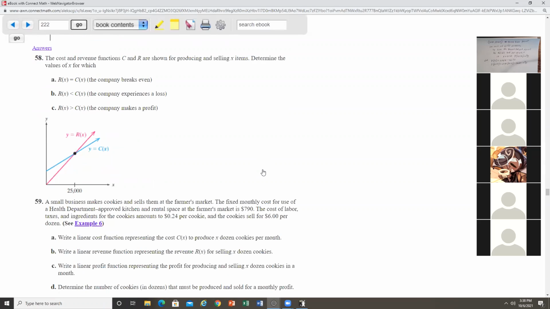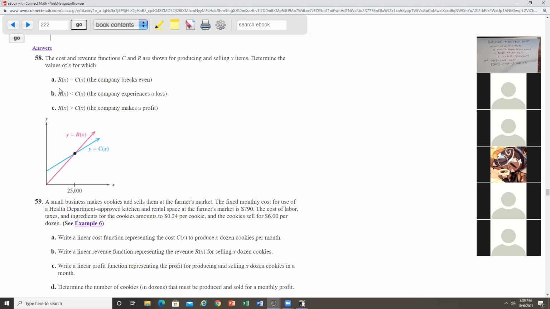One like number 58. The cost and revenue functions C and R are shown for producing and selling X items. Determine the values of X for which, ladies and gentlemen, they give you the graph of a revenue function in red and a cost function in blue. Both are linear functions.